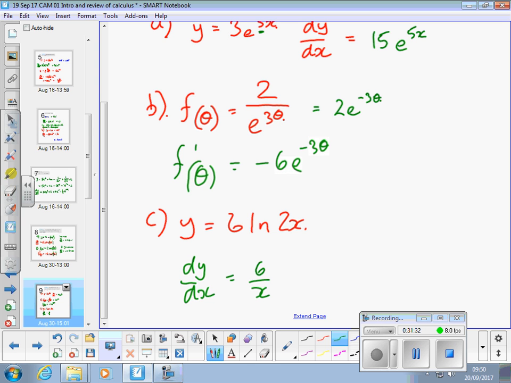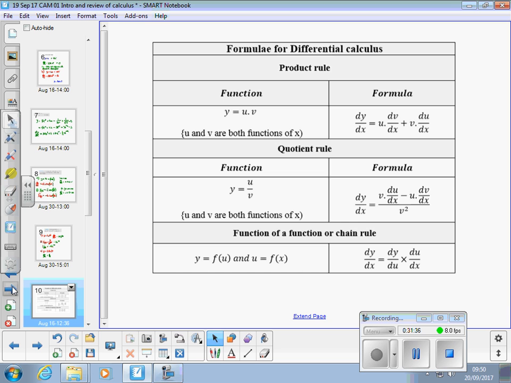What we're now going to move on to are the formulae for differential calculus, so that we can differentiate, first of all, a product of two functions, i.e. where u and v are two functions of x or some other variable multiplied by each other.